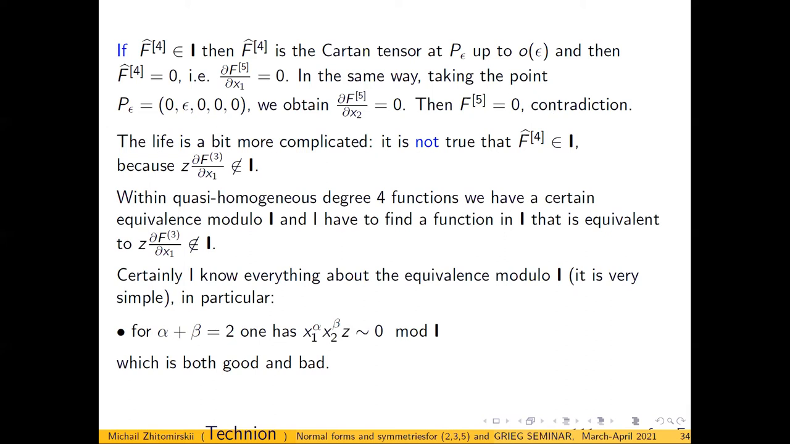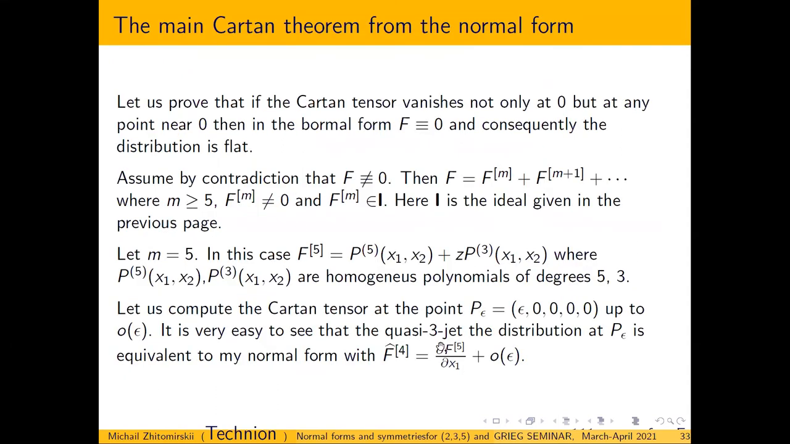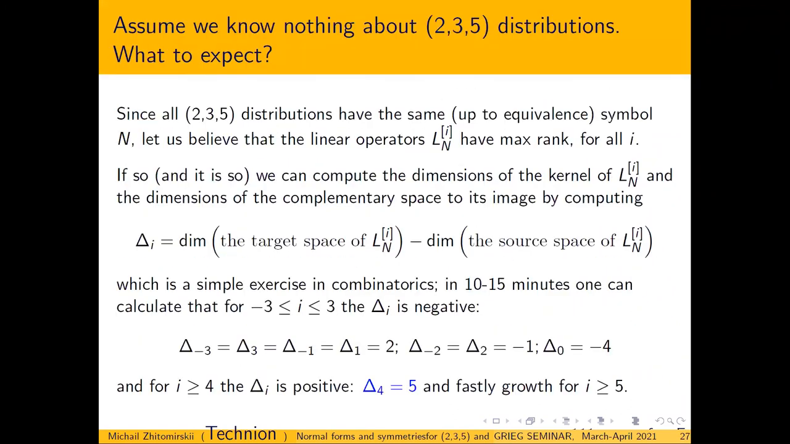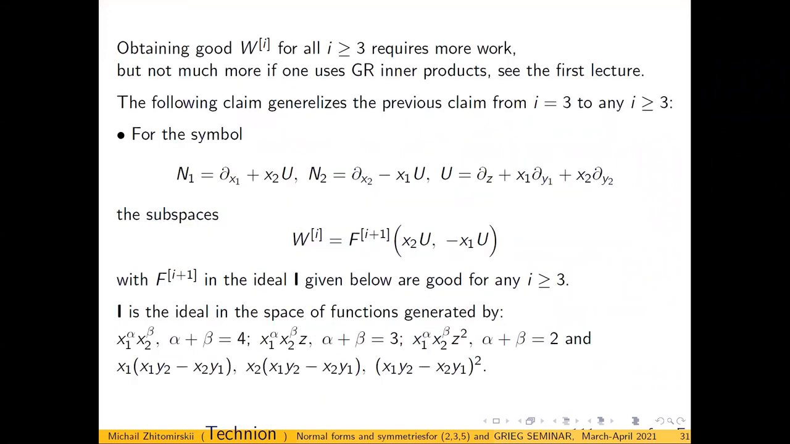But life is more complicated, it's not true that this guy belongs to my ideal, because it has two parts. When we differentiate this part by x1, we obtain a homogeneous degree 4 polynomial, it is in the ideal, it's good. But when we differentiate the other part, we obtain z times a homogeneous degree 2 polynomial, and it is not in my ideal. Once again, my ideal. It isn't. So you see, z times x1 cubed or z times x1 x2 squared is not in the ideal.